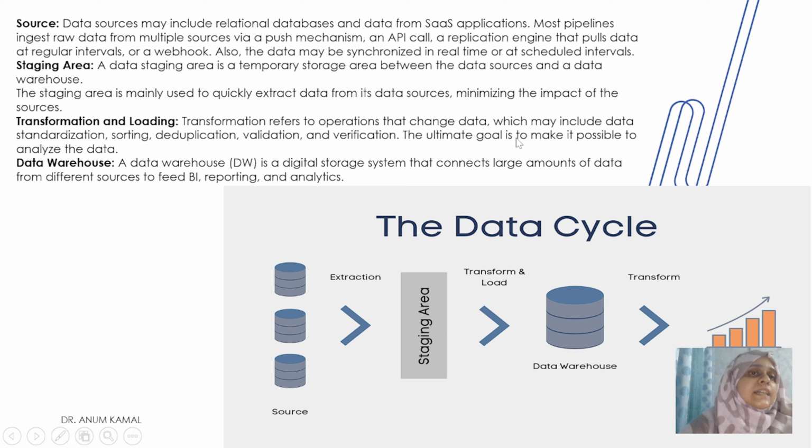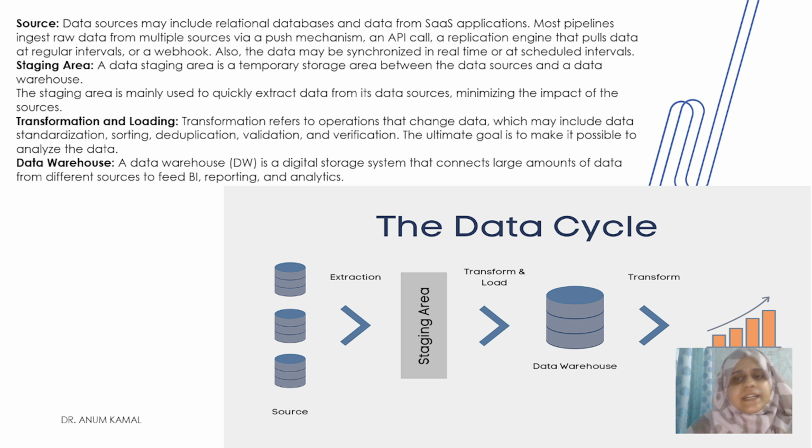When we talk about data sources, it may include relational databases or databases from software as a service applications. Most pipelines handle raw data coming from multiple sources via push mechanisms, APIs, or replication engines. These tools may pull data at regular intervals, or the system may use webhooks to synchronize the data in real time or on scheduled intervals.